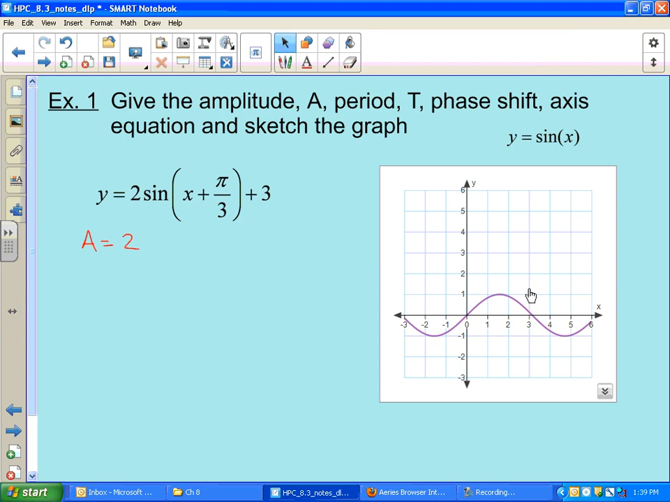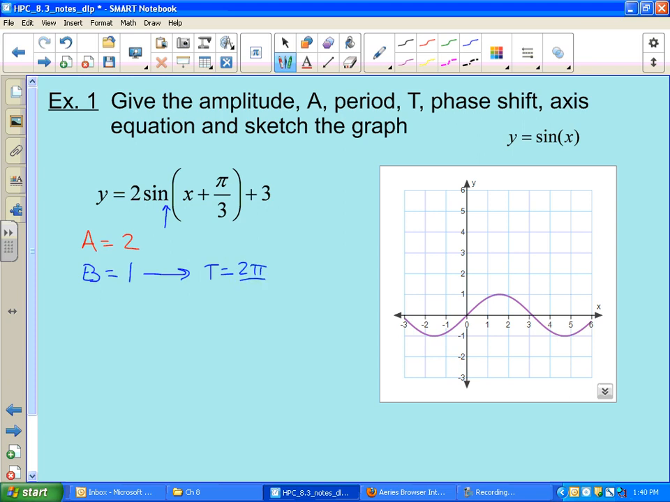All right. B. What is it? Good. It's 1. Where do we look for the B's? Right after sine or cosine or tangent. So usually they're hanging out right in there somewhere. There is no number there, so it's a 1. So my B is 1. Now what does that tell me? Good. It tells me that T is 2 pi over B, which is 2 pi over 1. So it tells me that this graph's period is not any different than the normal sine graph's period. All right, good deal there.